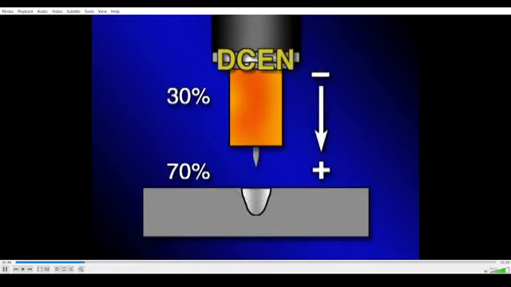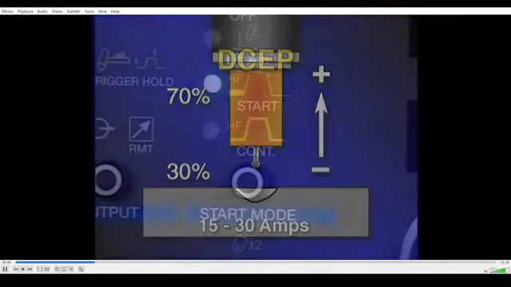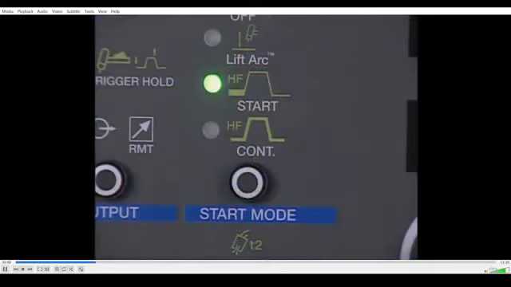For example, when the machine is set to DCEN, a 3/32 inch diameter alloyed electrode can carry between 150 and 250 amps. However, with DCEP, that same electrode can carry only 15 to 30 amps. For direct current applications, the high-frequency switch is set to the start or automatic position. Some power sources set the high frequency automatically when you select the polarity.